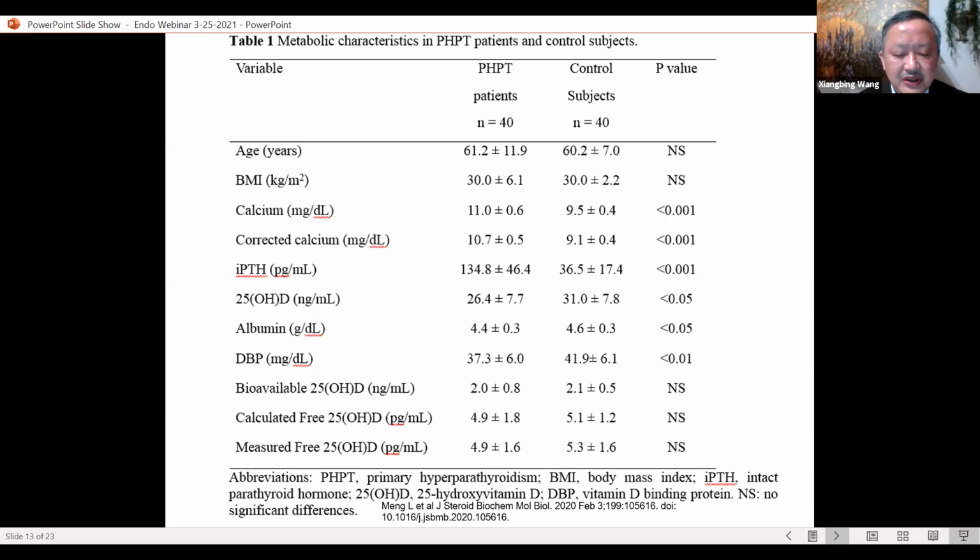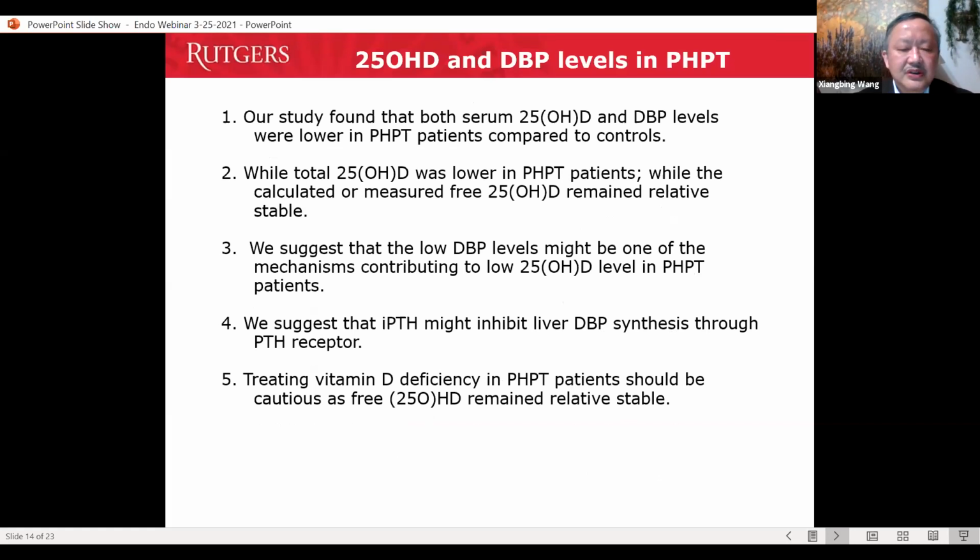Also, we measure the free vitamin D by a new methodology in our lab. We found the free vitamin D is no different. Again, we raise the question: is this low vitamin D really vitamin D deficiency, or just a low vitamin D level? So the take home message for the first part of our study, we just summarize.